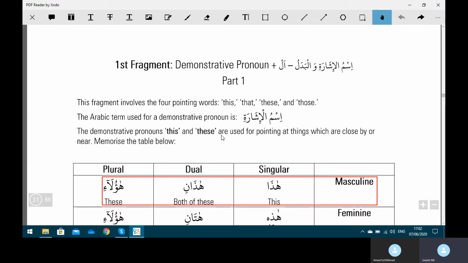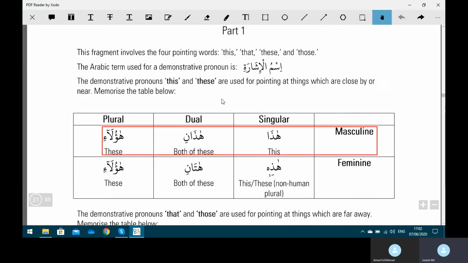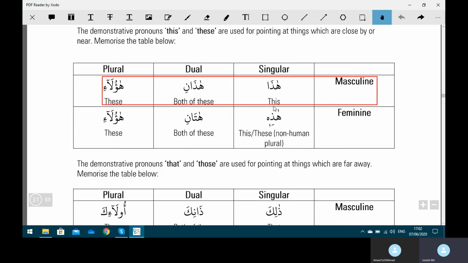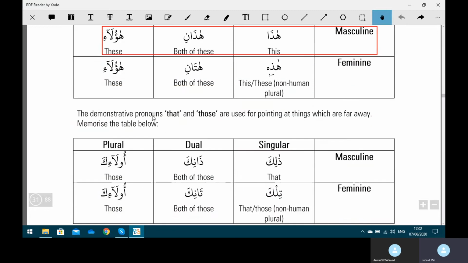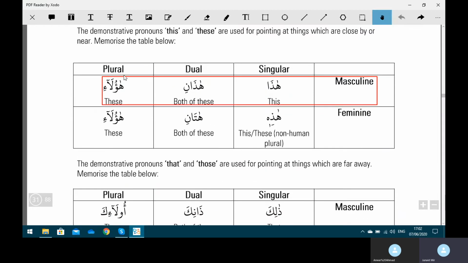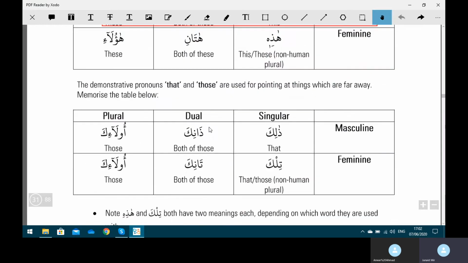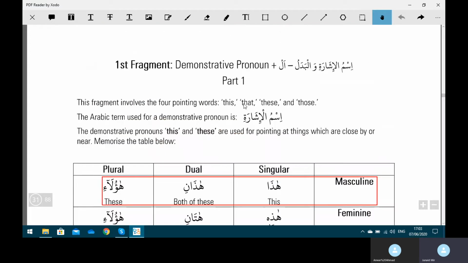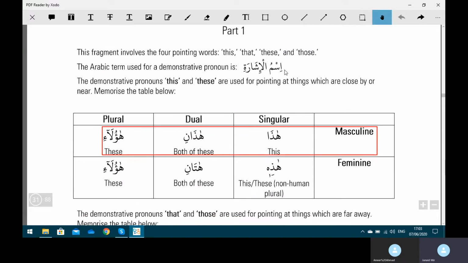Like with the detached pronoun and the attached pronoun, we have so many different pronouns depending on what you're referring to. Likewise, it's the same for the demonstrative pronouns, i.e. the ismul ishara. You have many of them, not just four. You have six, well, that's five technically, because two are the same. Five plus five makes 10. So there are 10 different demonstrative pronouns in Arabic, and only four of them in English.